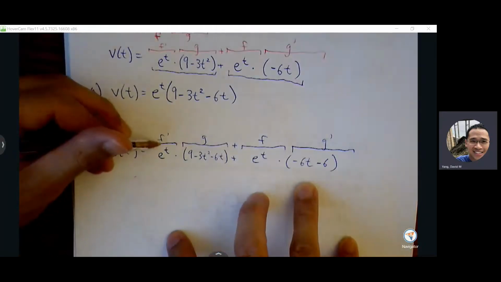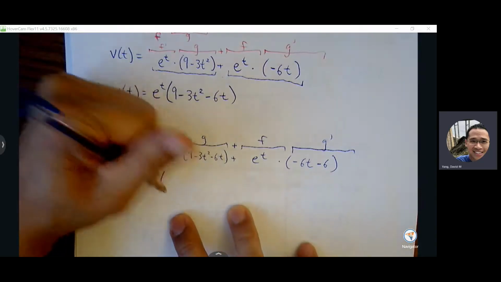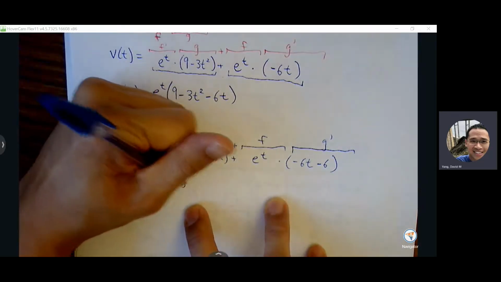Factor e to the t out. You can leave it in this form, that's fine. Factor e to the t out. Do a little bit of cleanup here.